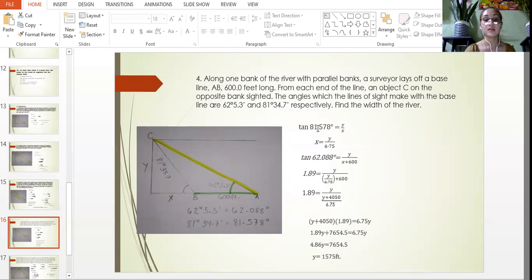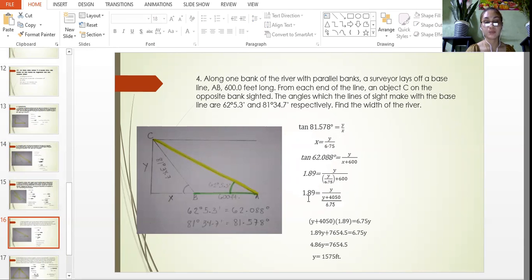So tan 81.578 degrees is equals to y over x. So x is equals to y over 6.75. So tan 62.088 degrees is equals to y over x plus 600. So the value of tan 62.088 is equals to 1.89, then equals to y. Then substitute the value of x, which is y over 6.75, then plus 600.